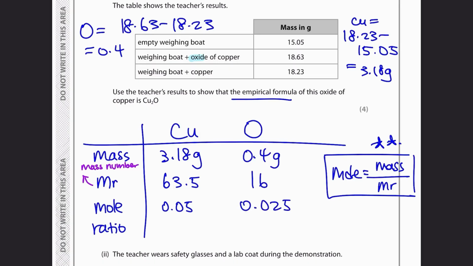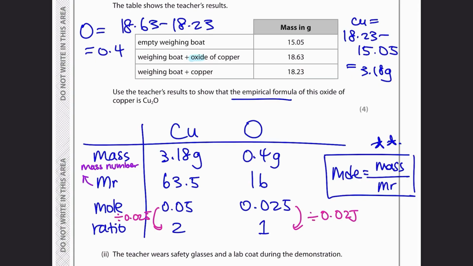Then I need to find the ratio. The ratio means the simplest ratio. So you divide both numbers by the smaller number. So which one's the smaller number? 0.025. So I'm going to divide 0.025 by the small number, which is also 0.025. And I'm going to divide this one also by 0.025. And I should get 1 for this number and 2 for this number. 0.05 divided by 0.025, I should get 2. And that gives you the ratio.